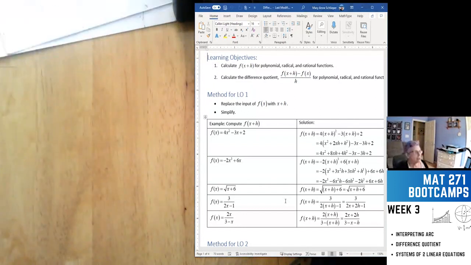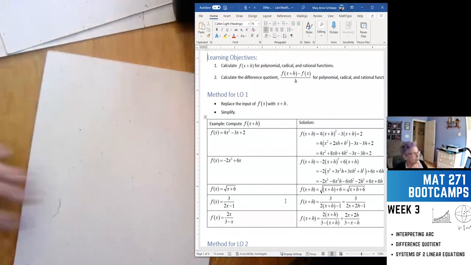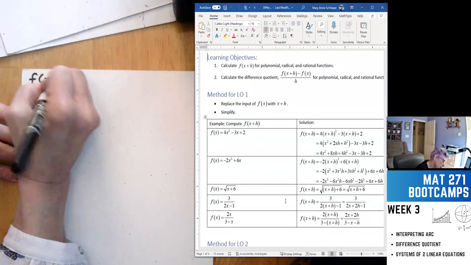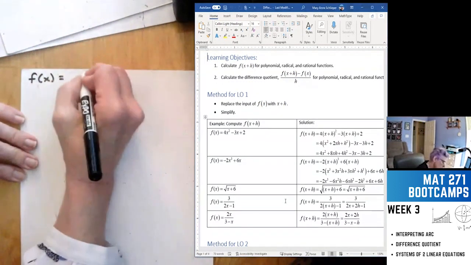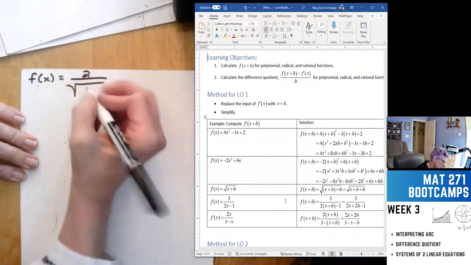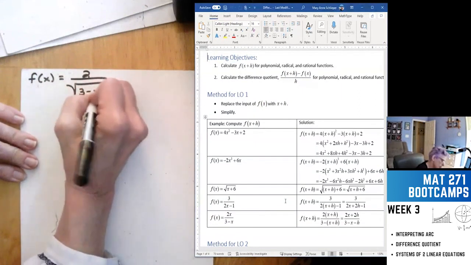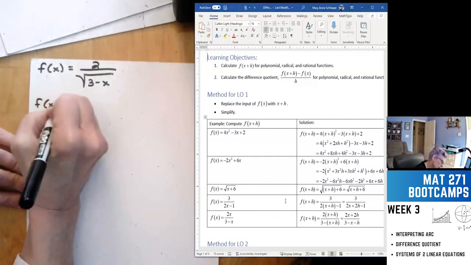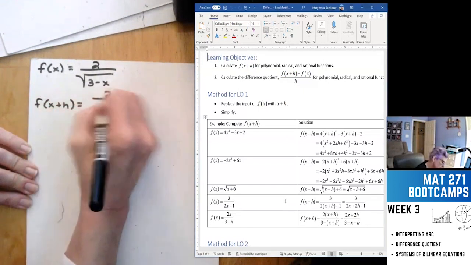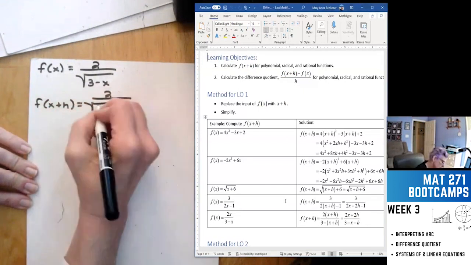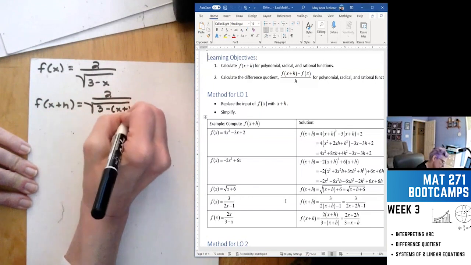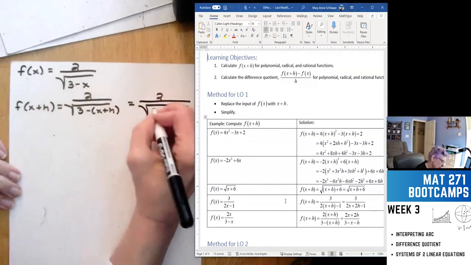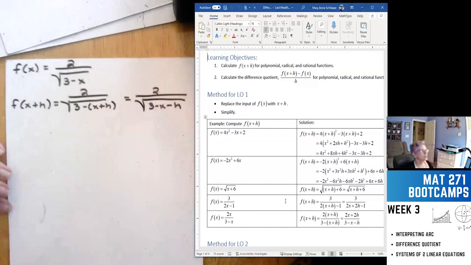And I did not do an example that had a radical and a rational, and this morning they really wanted one, so we're going to make one up. We'll do f of x is equal to 2 on top of the square root of 3 minus x. So f of x plus h is equal to 2 over the square root of 3 minus (x plus h), which is 2 over the square root of 3 minus x minus h.